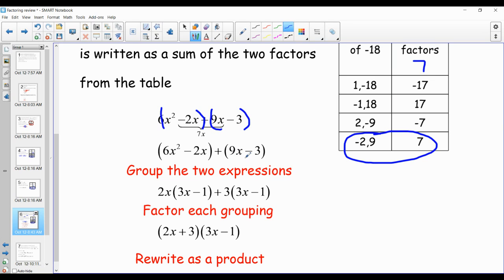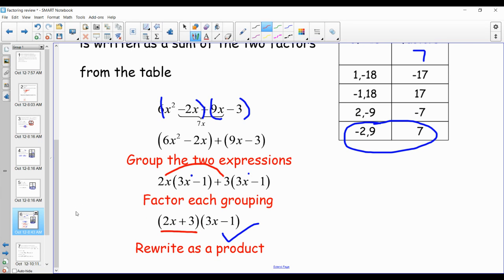What is the GCF here? 3. There's our 3. 9x divided by 3 is 3x. Negative 3 divided by 3 is negative 1. I get the same expression here and here, which is what I want. That's one of our two expressions, one of our factors. The other one are the two numbers that are outside. Right? 2x plus 3. That becomes our second factor. And that's our factoring.